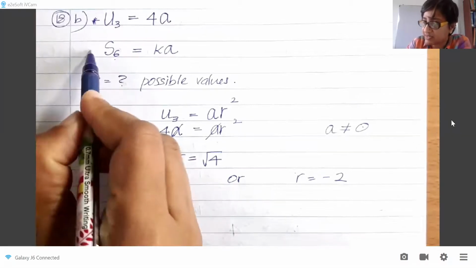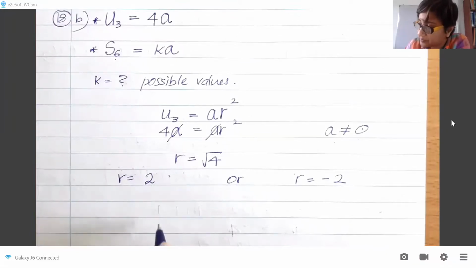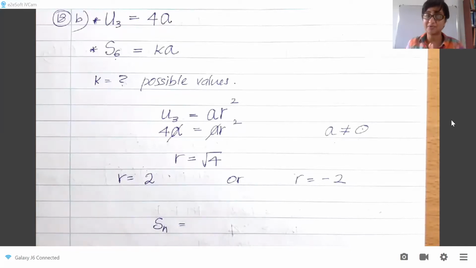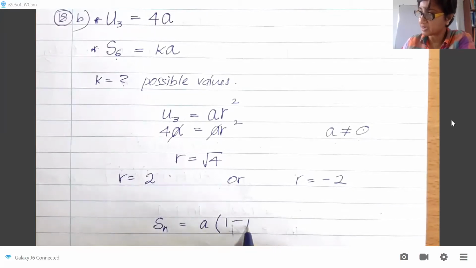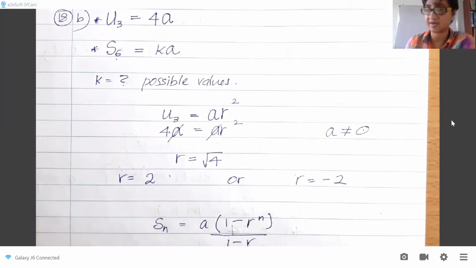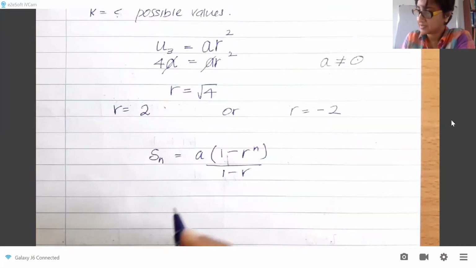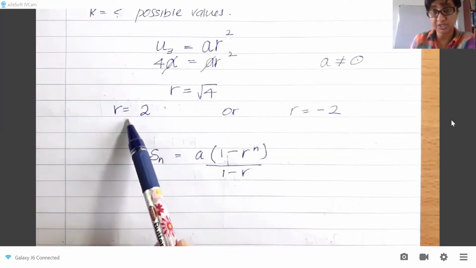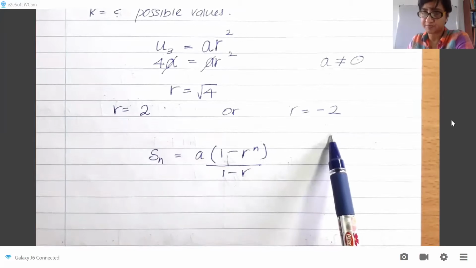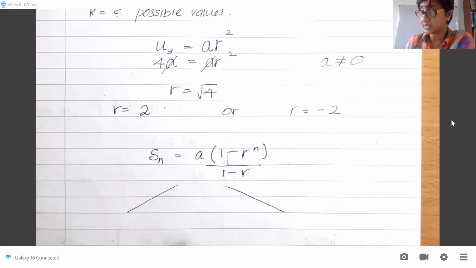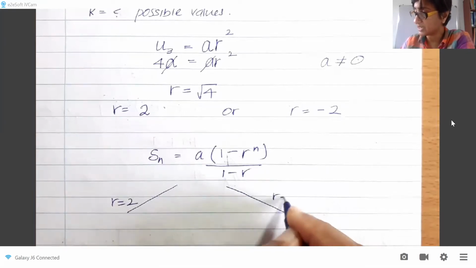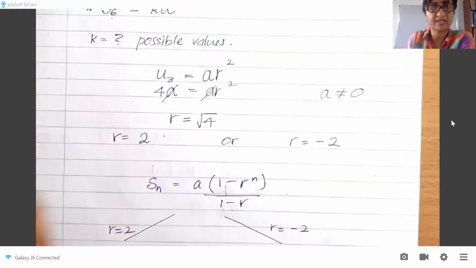Then, if we use the second information and apply the Sn formula, this is the Sn formula for geometric now. What's the geometric Sn formula? A times 1 minus R to the power of n, divided by 1 minus R. So we can apply this when R is 2 and when R is minus 2, right? Because we have 2 R values, we can apply it for each. So let's do S6.